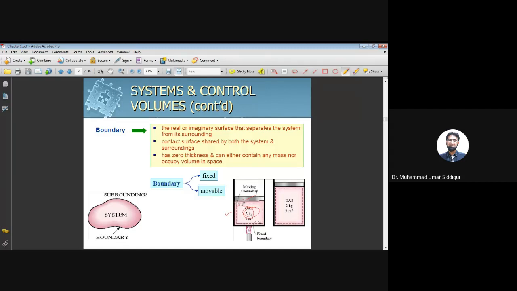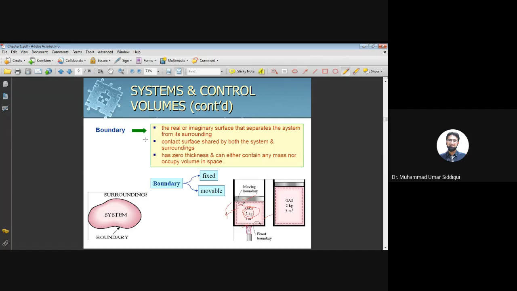Now, if you see the boundary of the system here, the walls of the cylinder, these three walls of the cylinder, are fixed, and we have a piston here, which is movable. So we have a movable boundary, and we have a fixed boundary. So a boundary can be fixed, it could be movable, it could be real, it could be imaginary, but it has zero thickness. Okay, so it does not really contribute anything. It just separates the system from its surrounding.